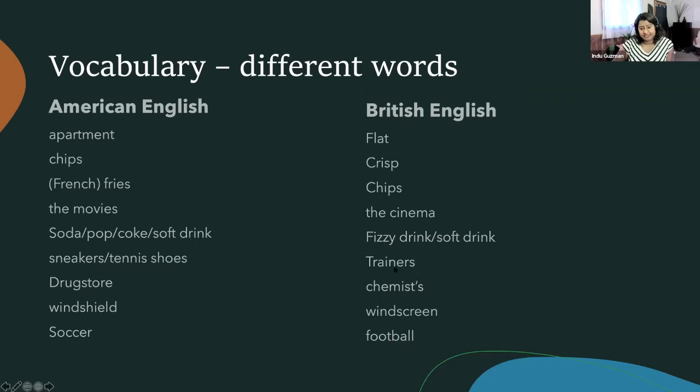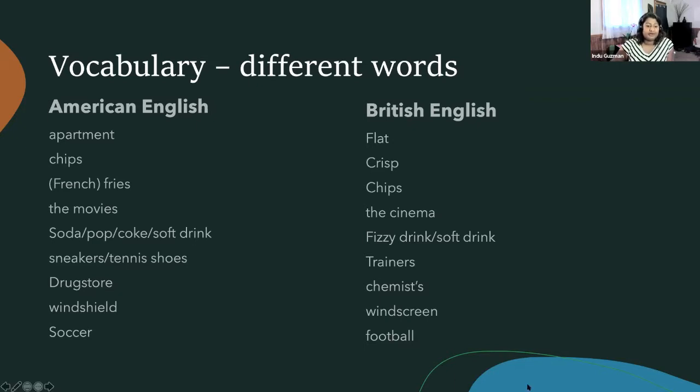Then we have sneakers or tennis shoes in American English, and in British English we use the word trainers. Most of these words, depending on the context, most people can understand. But if somebody hears the word trainers, you would think of a fitness trainer, like a personal trainer at the gym, or somebody at a new job who's there to train you to do something.